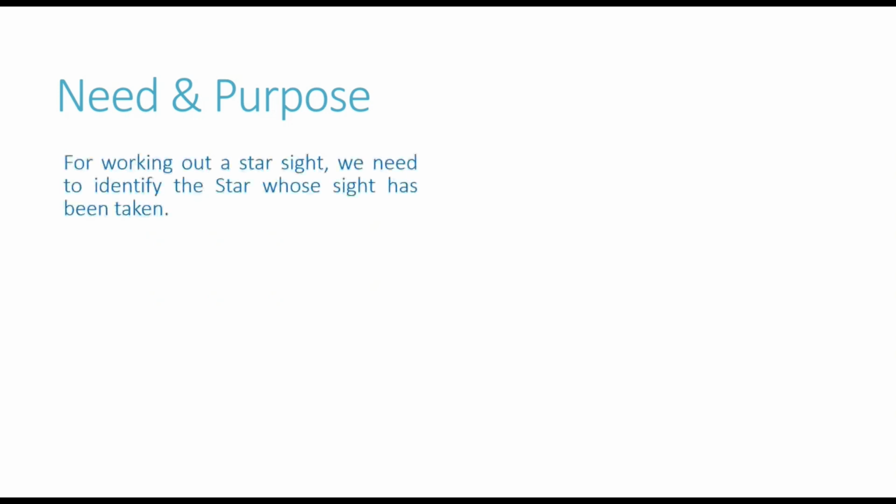the stars. Now, when we use the stars for site taking, for fixing up our position, one important thing which is involved in the process is the identification of the star. When we go out to take a site and we observe a particular star, we take its altitude, we take its azimuth, and then we come inside to work out that site.